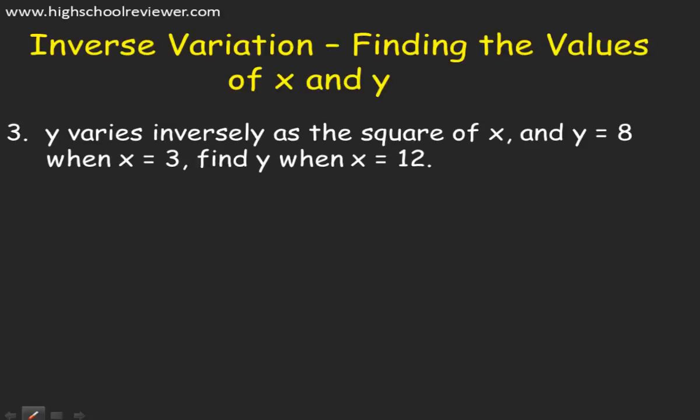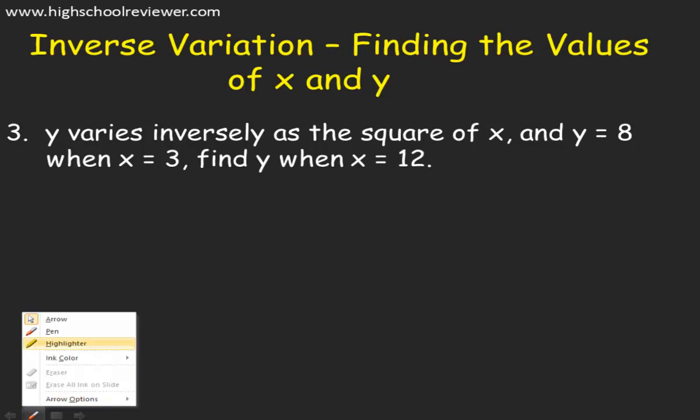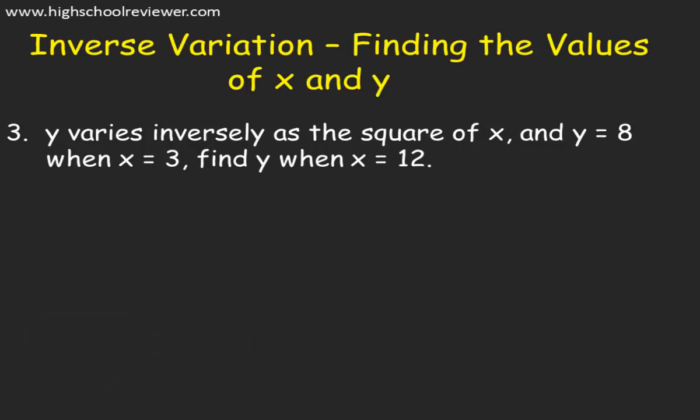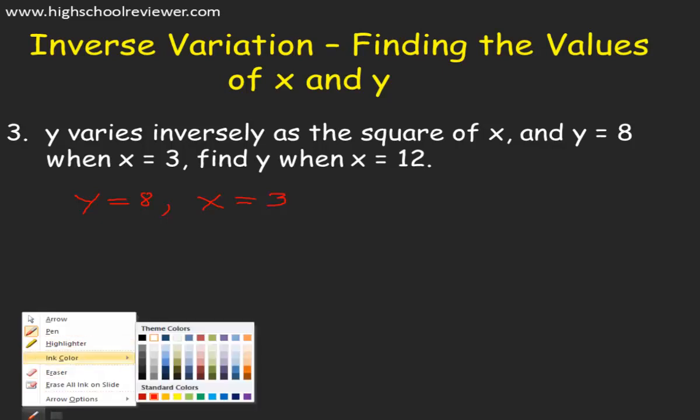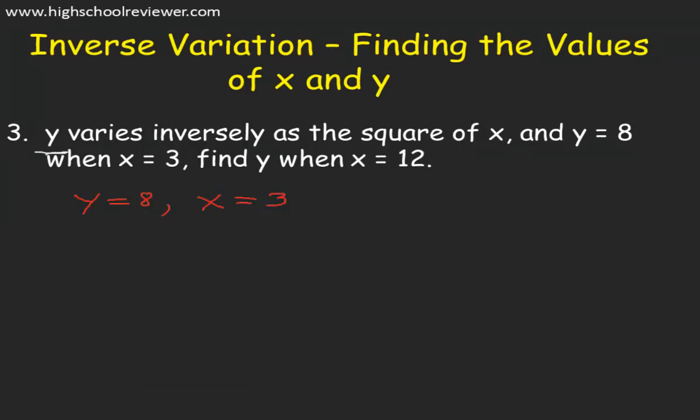Number 3. Y varies inversely as the square of x, and y equals 8 when x is equal to 3. Find y when x is equal to 12. So the first value of y is positive 8, and the first value of x is positive 3. Our equation will be, since y varies inversely as the square of x, y multiplied by the square of x, and that is equal to the constant of proportionality.